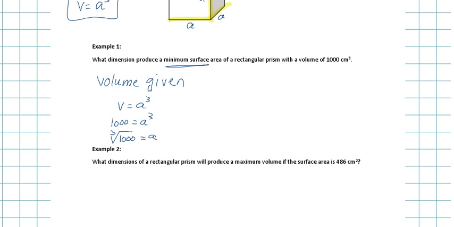It should not be 94. First push shift, then the cube root, and then 1,000. You should be getting 10. So it's 10.